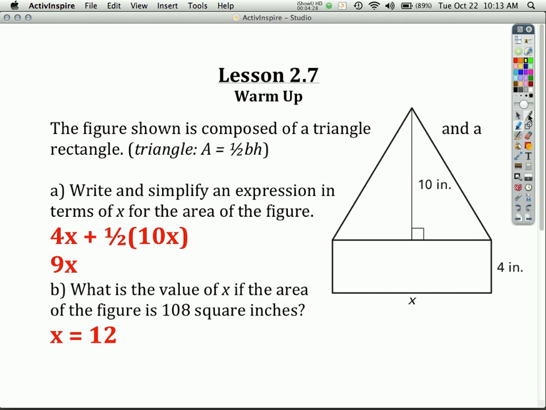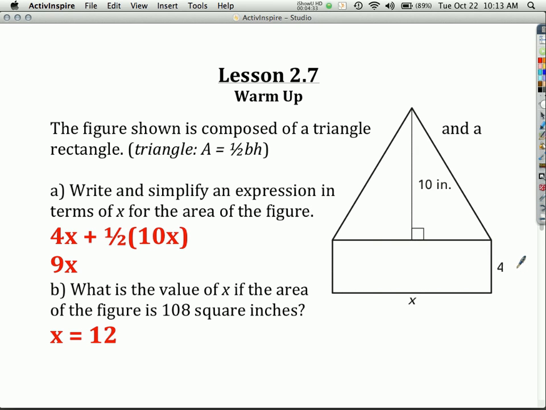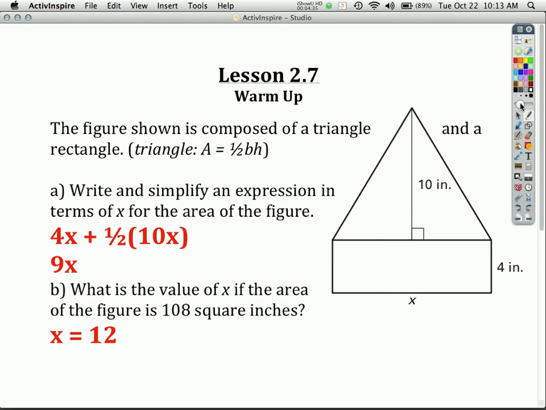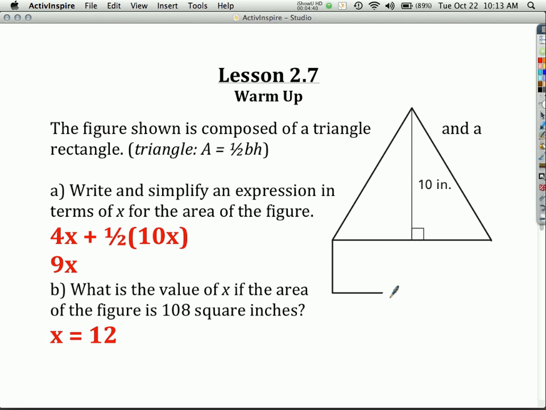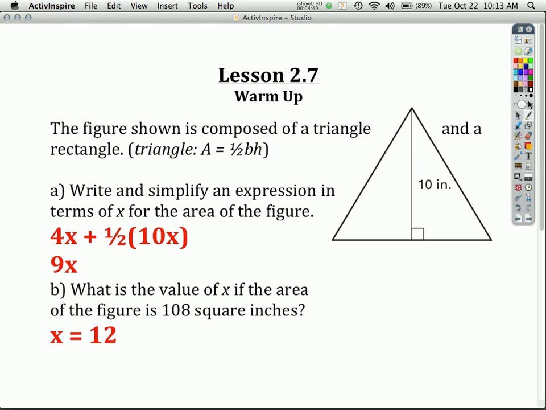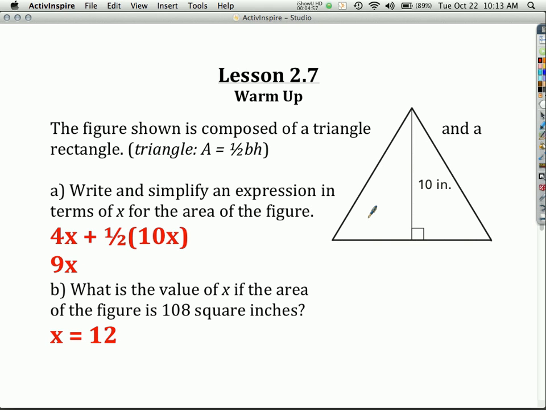So watch what happens when I white out part of the figure. Now let's look at that. What shape do we have now? So let's pretend that the other part didn't exist. What shape do we have? It's a simple question. I should see every single hand. What shape do we have? Mia? A triangle. Good.